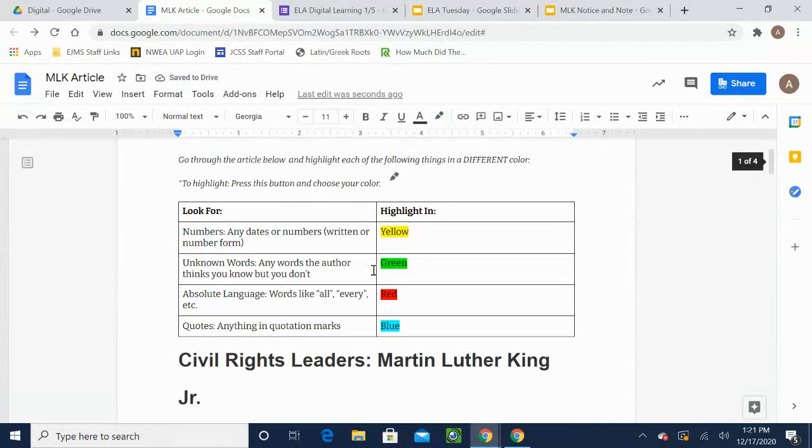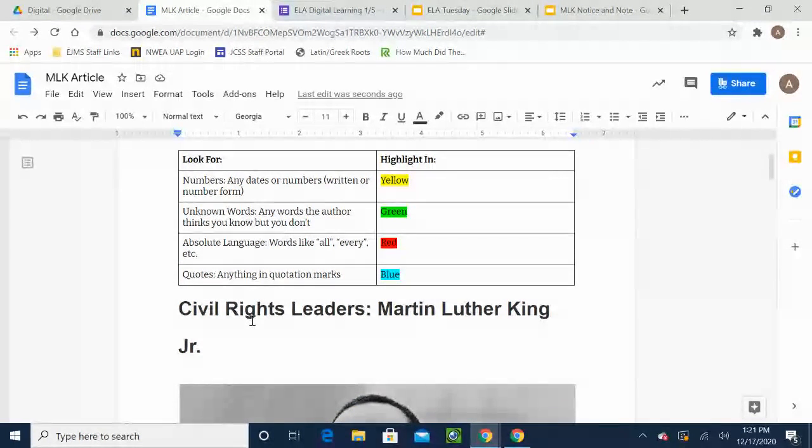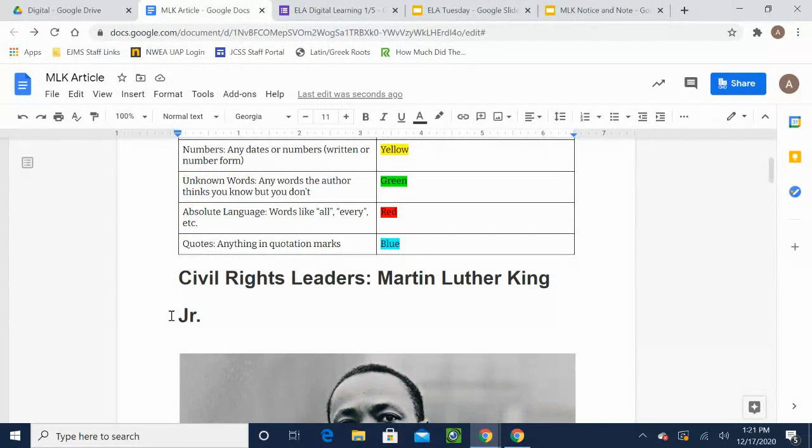So once again, 4 things. Go through this article as many times as you can to find all of these things. You're looking for numbers, unknown words, absolute language, and quotes. Once you do that, then you will read it through one more time, okay?